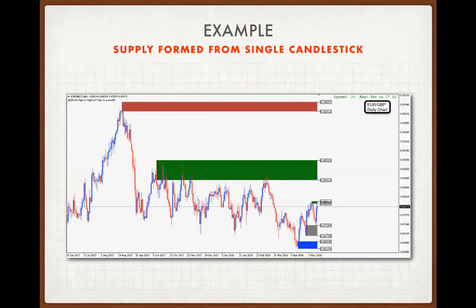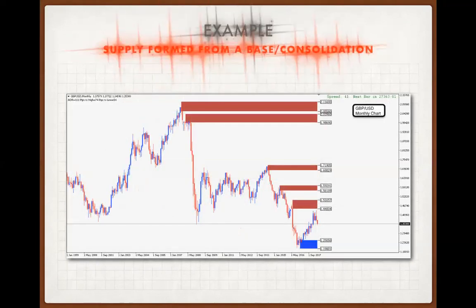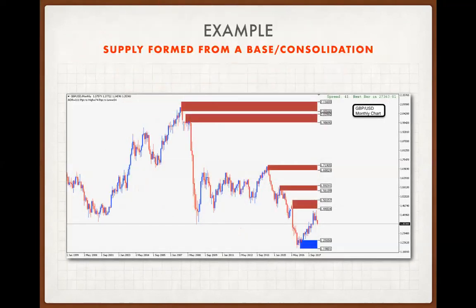Now let's look at one formed from a base. So here you have a supply zone formed from a base, or aka consolidation. So at the top of the chart, you have 2 supply zones. Either or, does not matter. But let's look at the second one.